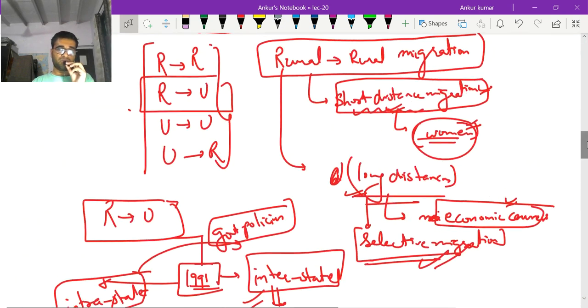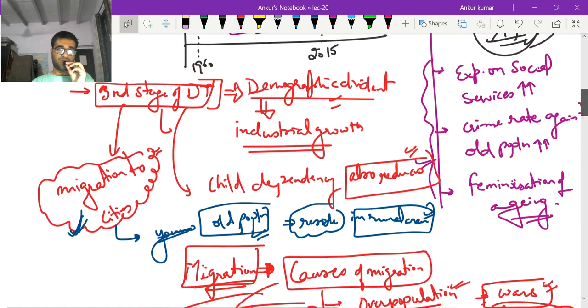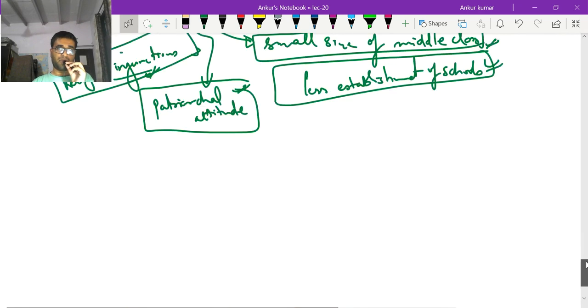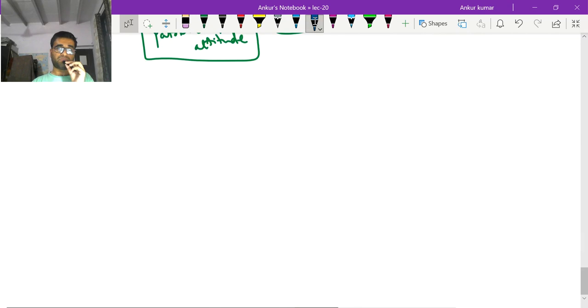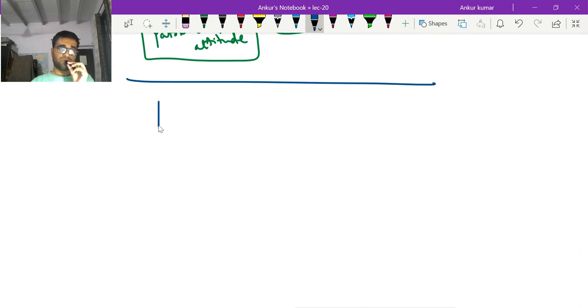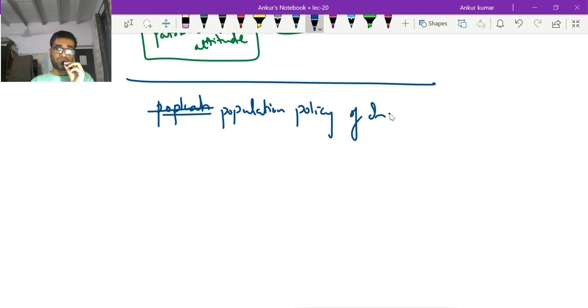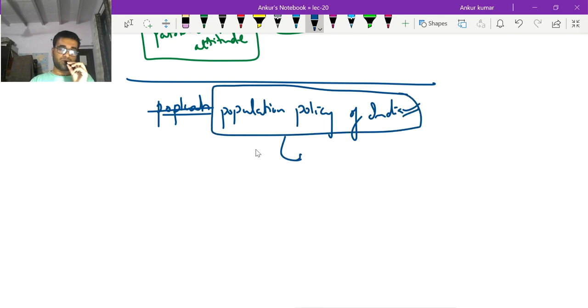The literacy gap, the urbanization streams, and the first topic that we did was dependency. Now basically we have done most of the topics of the population of India except one, that is the population policy of India. We will discuss the population policy separately because it's a very big topic. So this is the end of this class. We will start with the population policy in the next class probably.